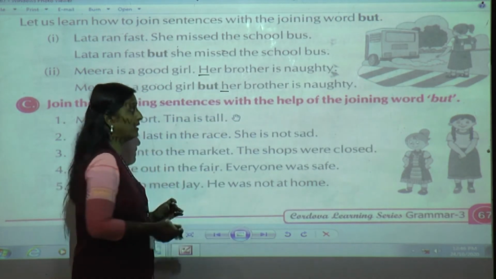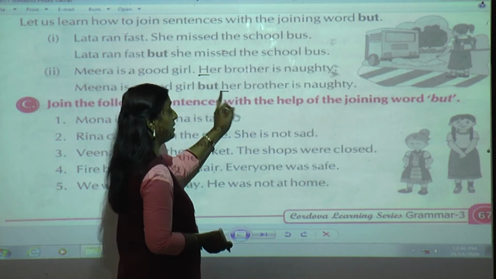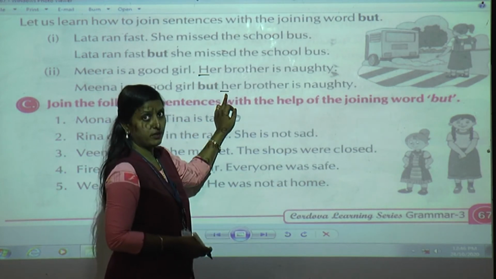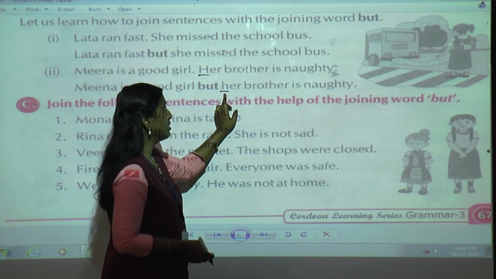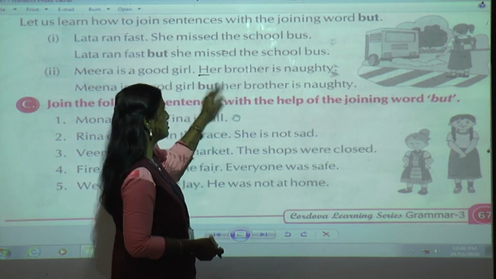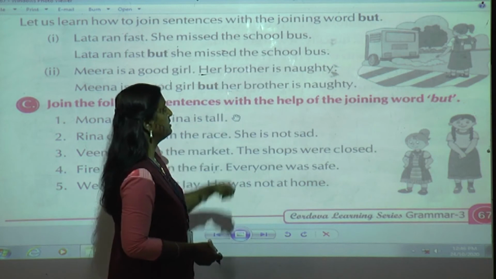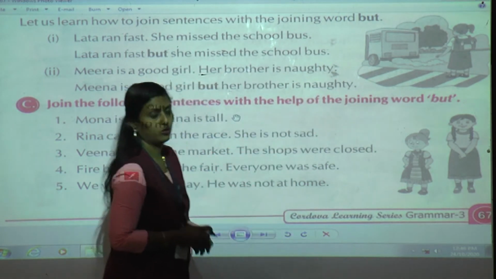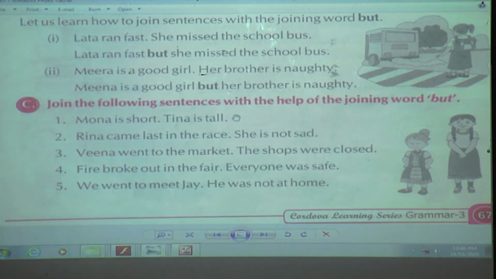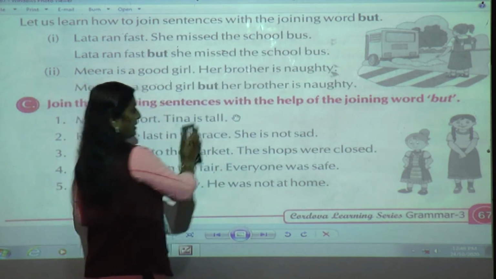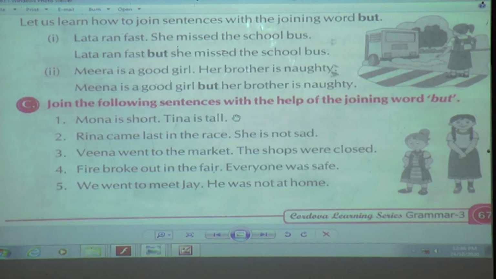Okay, this is a small thing which you have to keep in your mind. If again you will write here her in capital, then your marks will go. So what you have to do, students? You have to just write in small, brother is naughty. Same thing which we have done with and, same you have to do with but. I hope that you have understood this also. Okay, so shall we solve the exercise C, students? Okay, join the following sentences with the help of the joining word but.